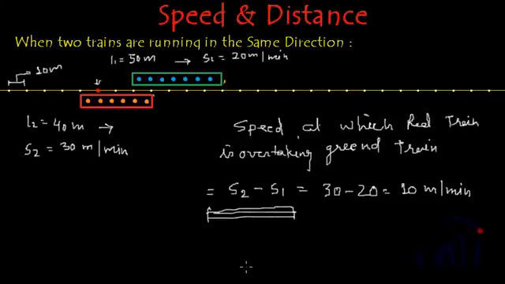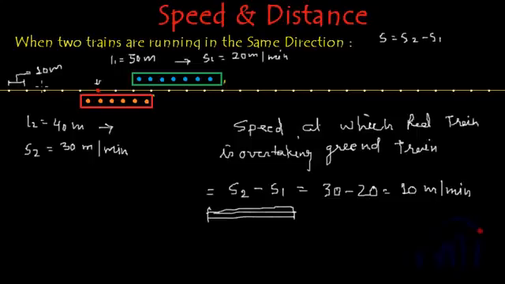Yes, now we will discuss that point. So let me note down over here. The new speed S will be equal to S2 minus S1, or simply you can say the difference of their speeds. And now we will discuss the distance they have to travel to cross each other completely.